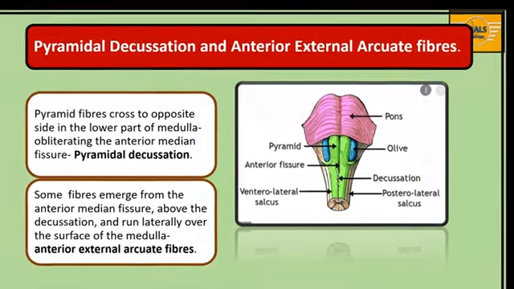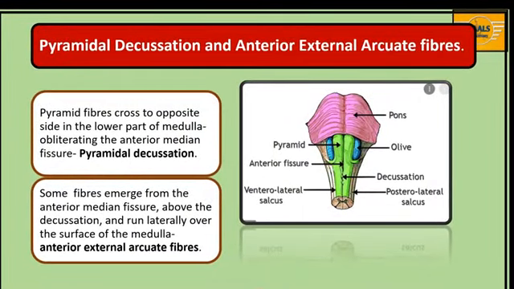The next important feature on the anterior surface of the medulla is the decussation of the pyramidal fibers we just mentioned, and also the emergence of external arcuate fibers from the anteromedian sulcus. Now, the pyramidal fibers will cross to the opposite side in the lower part of the medulla, obliterating the anteromedian fissure.